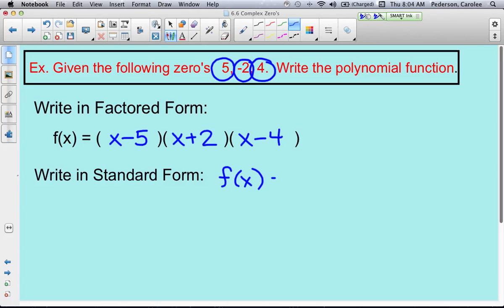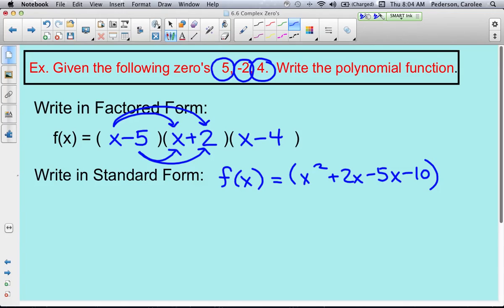So the function equals, and we're going to FOIL the x minus 5 and the x plus 2. So x squared, x times 2 is 2x. Then we go -5 times x. And then -5 times 2, which is -10. And then we still have that x minus 4 at the end.